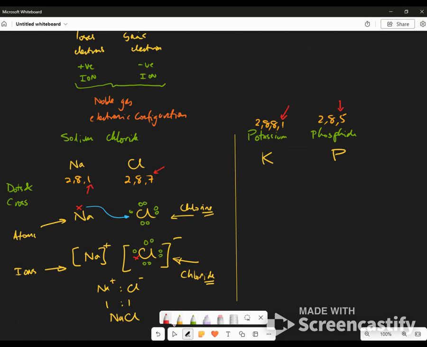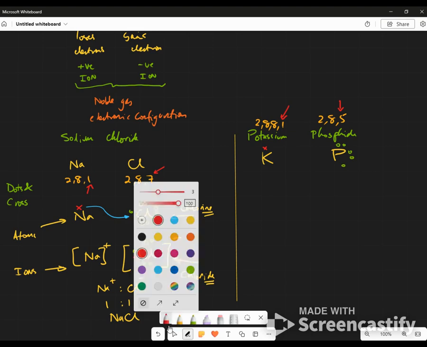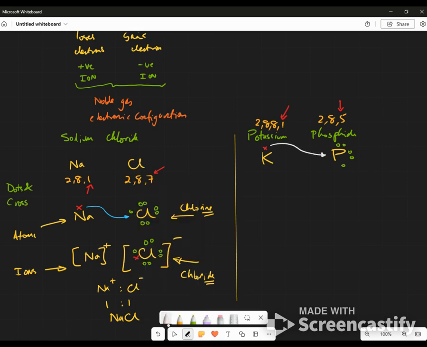Okay, so there we go. Potassium has 1 electron, and phosphorus has 5. 1, 2, 3, 4, 5. Now, to get noble gas configuration, obviously, let's pick a nice color. 1 potassium isn't enough. We need 8 around the phosphorus. So to get 8, we need 3 potassiums.